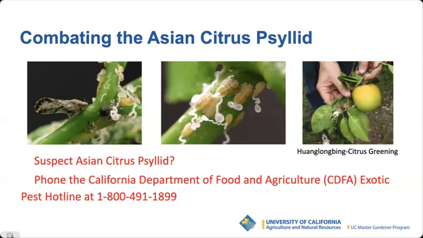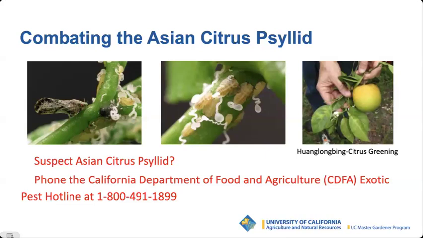In 2008, the Asian citrus psyllid was first detected in California. The psyllid spread throughout Southern California, particularly in urban and suburban environments like yours and my backyard, and also in commercial groves. The psyllid has since expanded its range to the Central Valley and the Central Coast and has been found as far north as the San Francisco Bay Area and sites near Sacramento.